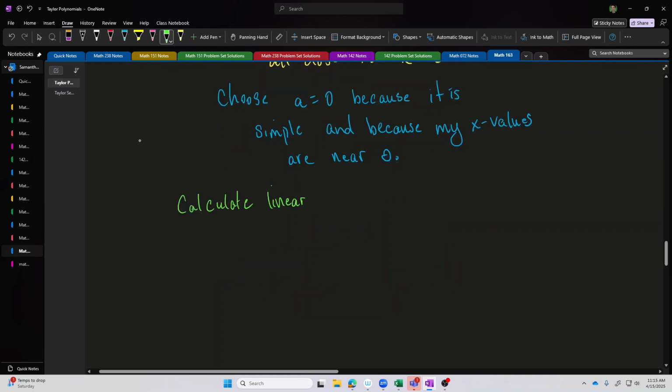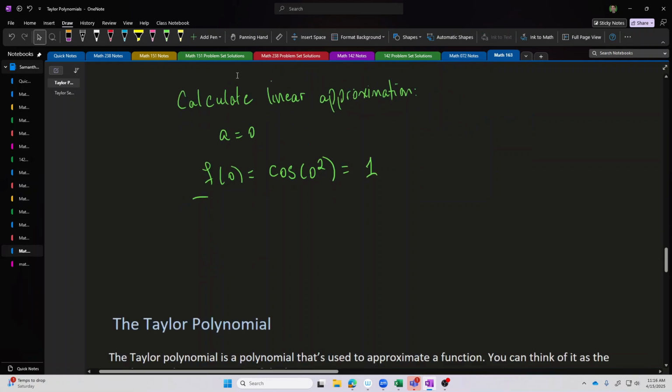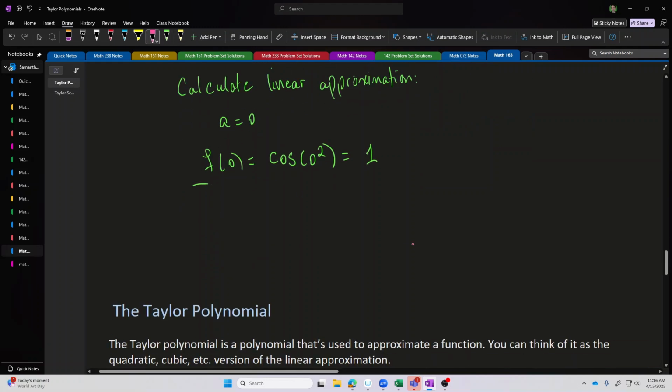So now that I've chosen my value of a for the linear approximation, let's go ahead and find that linear approximation. We've already chosen a equals 0. So now if I plug that a value into the function that I'm working with in this problem, the function cosine of x squared, f of 0, cosine of 0 squared, is going to be equal to 1, just a simple 1 unit. Then I'm going to need to find the derivative of this function, f prime.